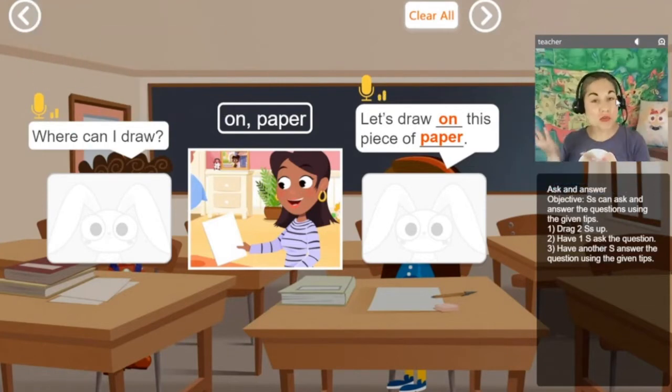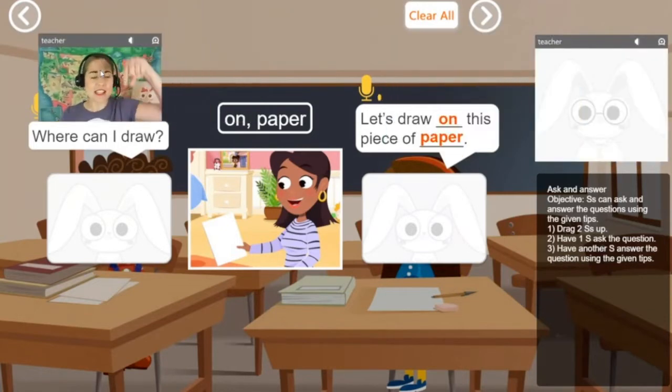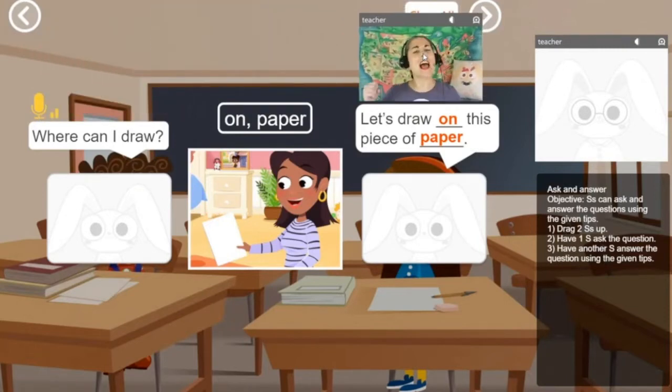If I have two students on this slide, they are of course going to be each other's partners, so it might look something like this. Sarah, say, "Where can I draw?" Great job. Andy, say, "Let's draw on this piece of paper." Great, and then I will probably switch them and have them do the same thing. At that point, that would probably be the extent of my extension though.